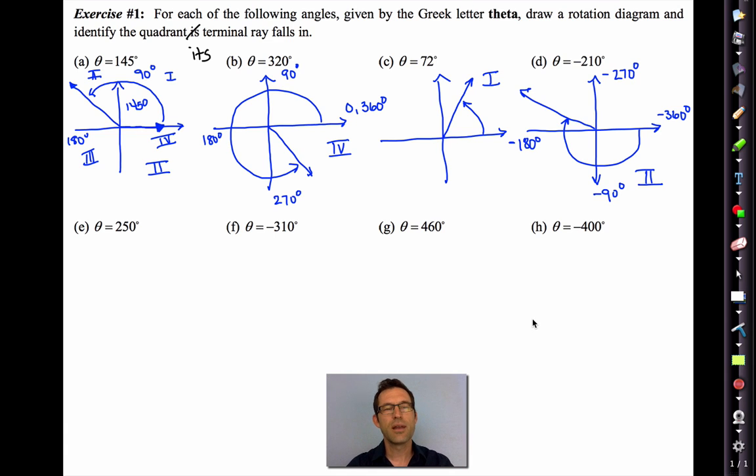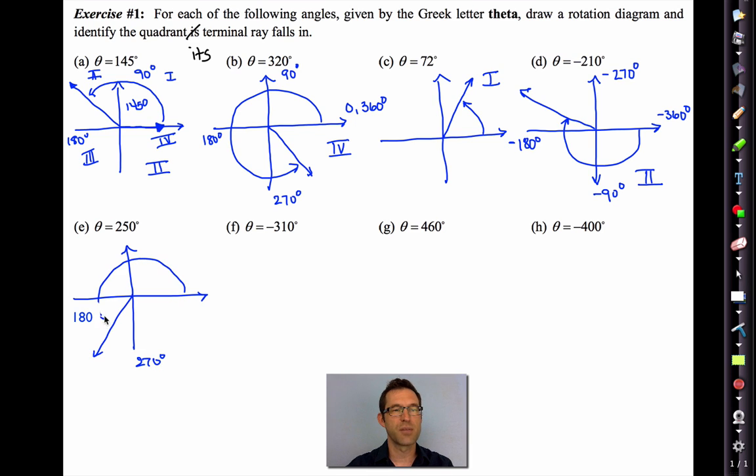All right. Now letter E is pretty easy. Try to draw a diagram for letter E, and tell me what quadrant it's in. All right. Well, hopefully you got quadrant 3, because 250 is bigger than 90, but smaller than 270. So a 250-degree rotation, positive, so it's got to be counterclockwise, is something like that. And that's quadrant 3. Negative 310. Why don't you try that one?